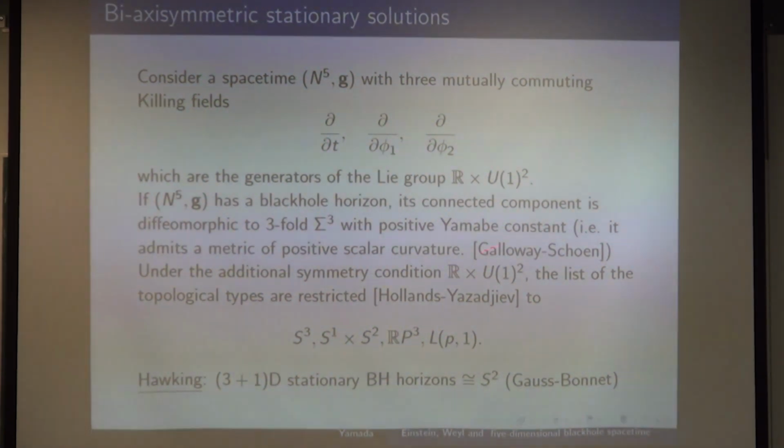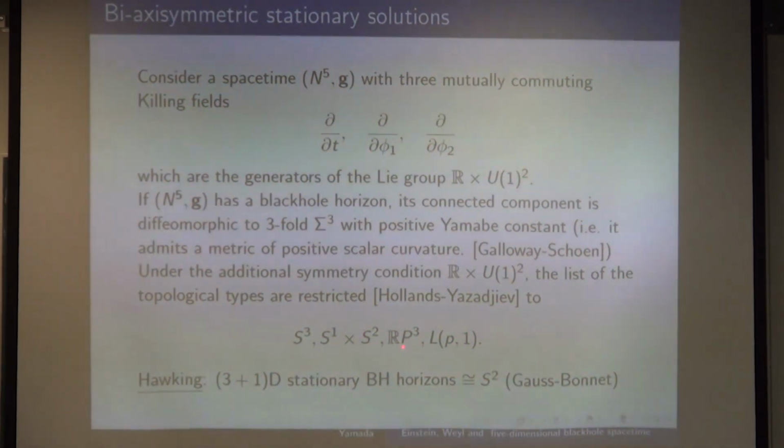And then if you impose the condition that the spacetime has this symmetry, then Hollands and Ishibashi have shown that the three manifold has to be one of this list. S3, as you expect, but also you can have this S1 cross S2, or RP3, or this is lens. So I always write the wrong thing. It's L(p,q). q doesn't need to be 1. So this is the lens space. And then RP3 is, of course, L(2,1).